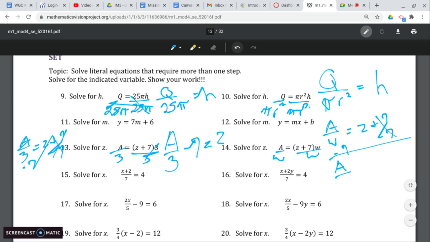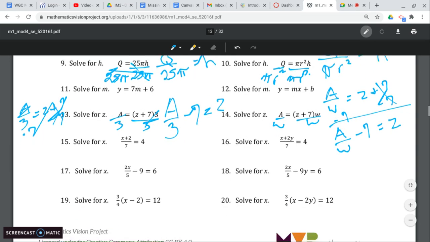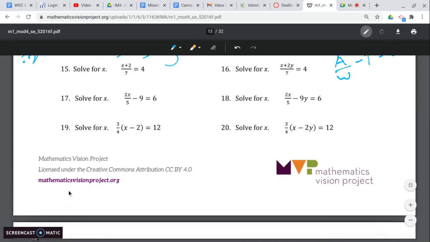So a divided by w minus 7 equals z. So there's our solution. Like I said, very, very similar to what we did over here. The only thing that's different is the numbers, because one side has numbers, one side has variables. All right, and the last ones we're going to look at are 19.